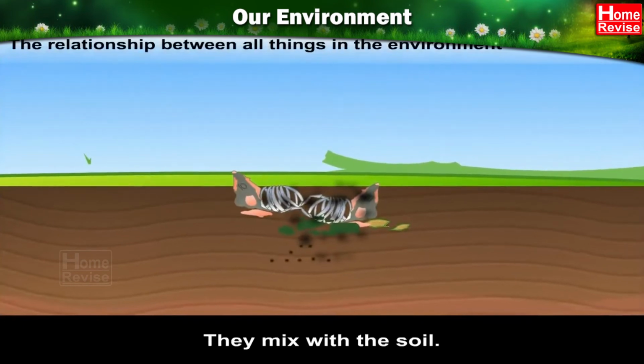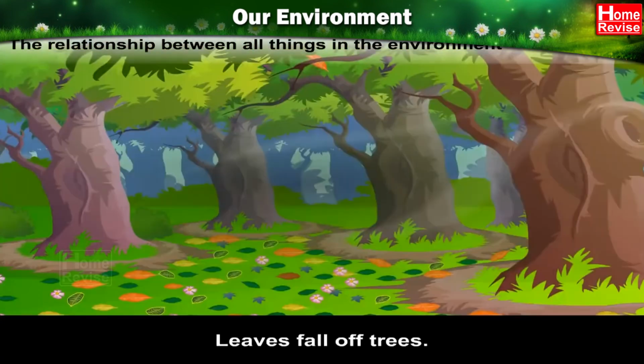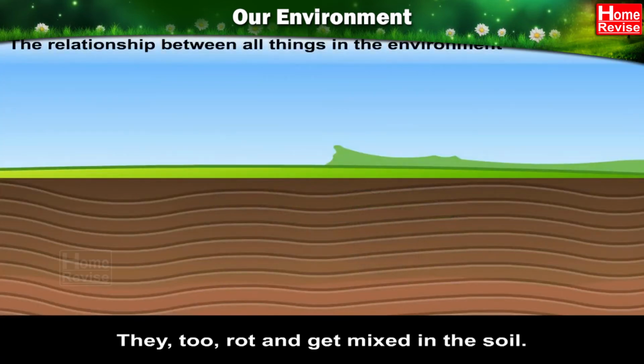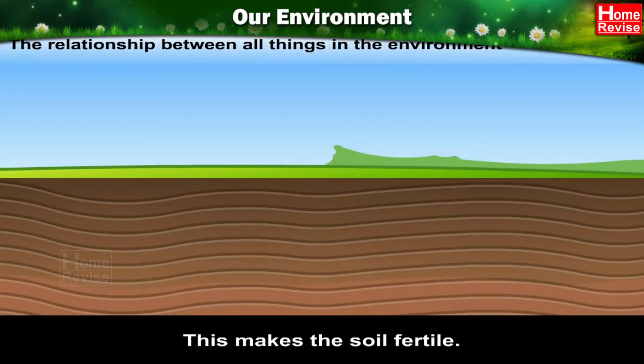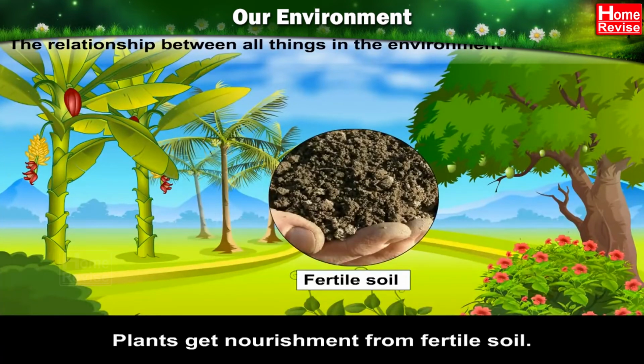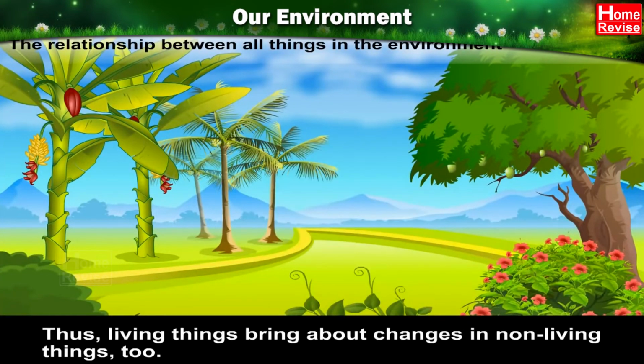They mix with the soil. Leaves fall off trees. They too rot and get mixed in the soil. This makes the soil fertile. Plants get nourishment from fertile soil. Thus, living things bring about changes in non-living things too.